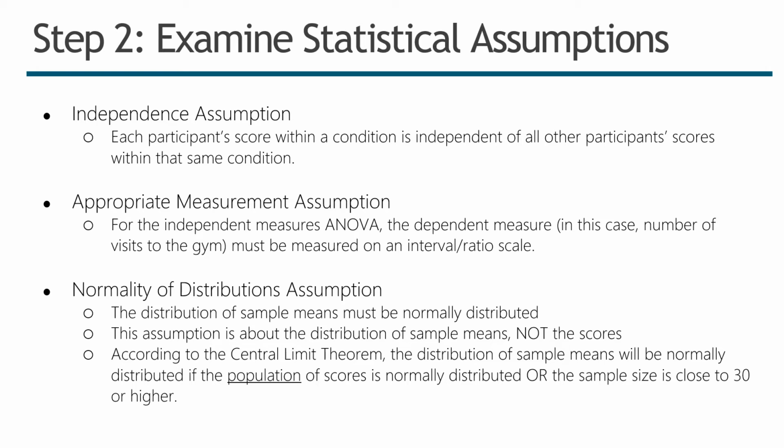Finally, our normality of distributions assumption: we have to make sure that our distribution of sample means is normally distributed. Right? So this is about the distribution of sample means, not the scores. And as long as our sample size within groups is at least 30 or higher, we can be confident that this assumption is met. Note that this is 30 per group, not 30 in the entire study. In this case, we have more than 30 per group, and so we can be confident moving forward with this.